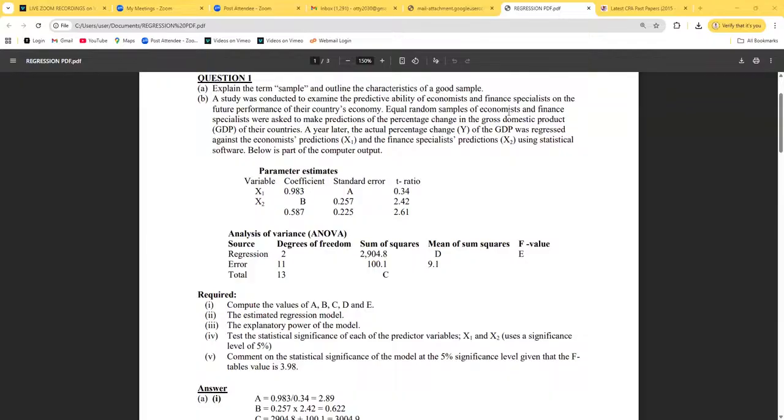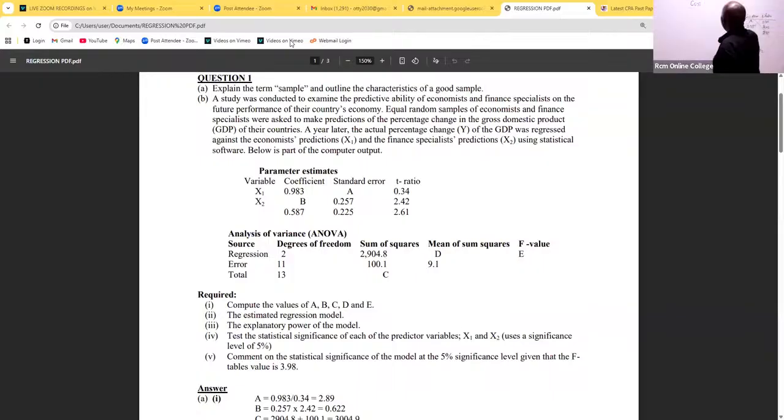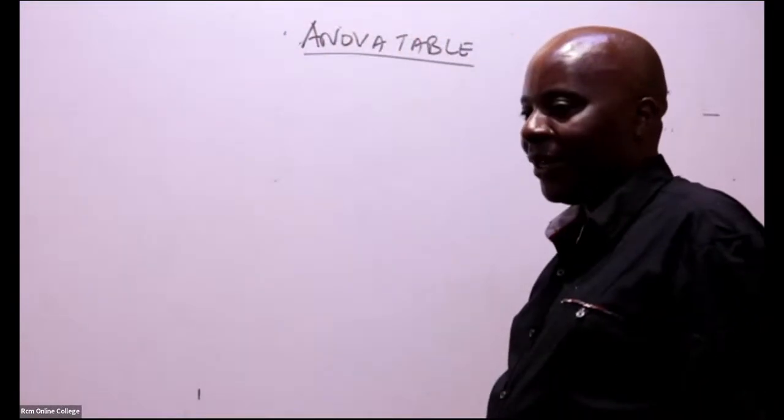All right, so let's copy down the table. We call it the ANOVA table. I hope it is very clear. Yeah, we call it the ANOVA table. Now it should be okay.